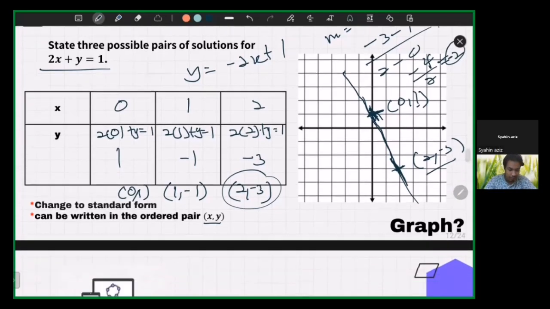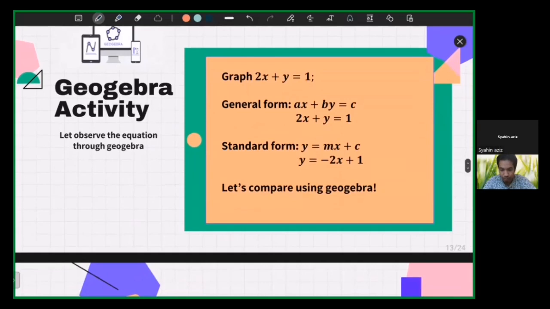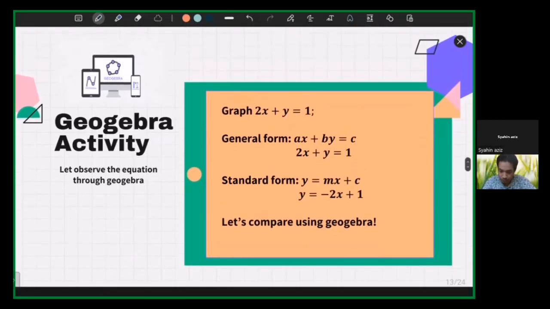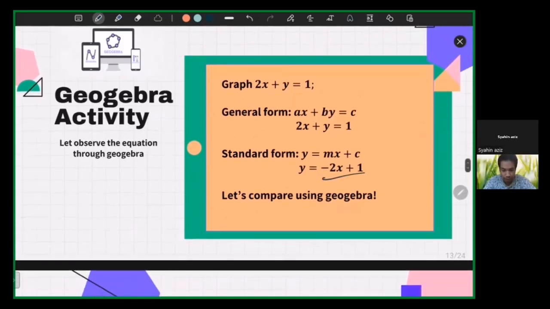Okay. For the GeoGebra activity, we need to graph 2x plus y equal to 1. So the general form is ax plus by equal to c, so 2x plus y equal to 1. And the standard form is y equal to mx plus c, and we change it like this. And then we will compare the general form and the standard form, to see whether the graph will be the same. We use GeoGebra for you to observe.